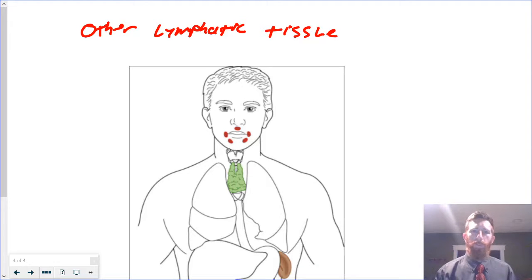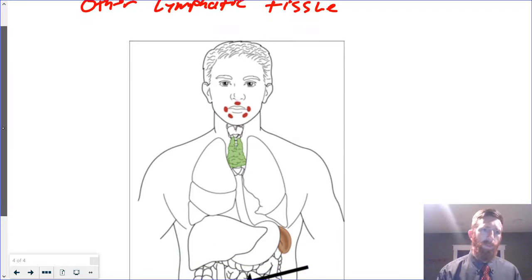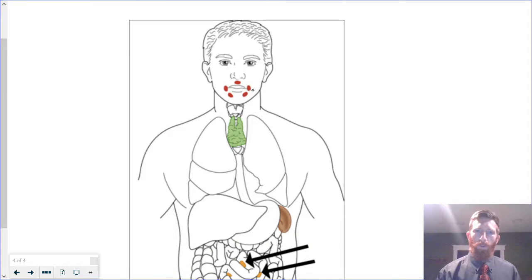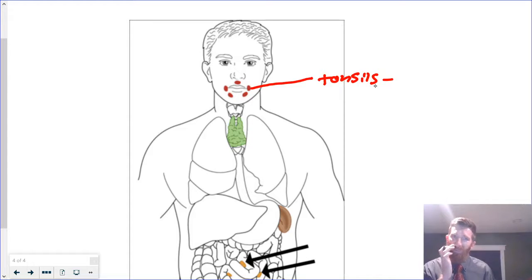And of course, this will be on our quiz on Thursday, both the names and the functions. So of course, you guys probably guessed it. Right here, we have our tonsils. And tonsils are basically lymph nodes that aren't connected to the whole entire system. They're just individual standalone kind of glands that have a lot of lymphocyte cells in them.